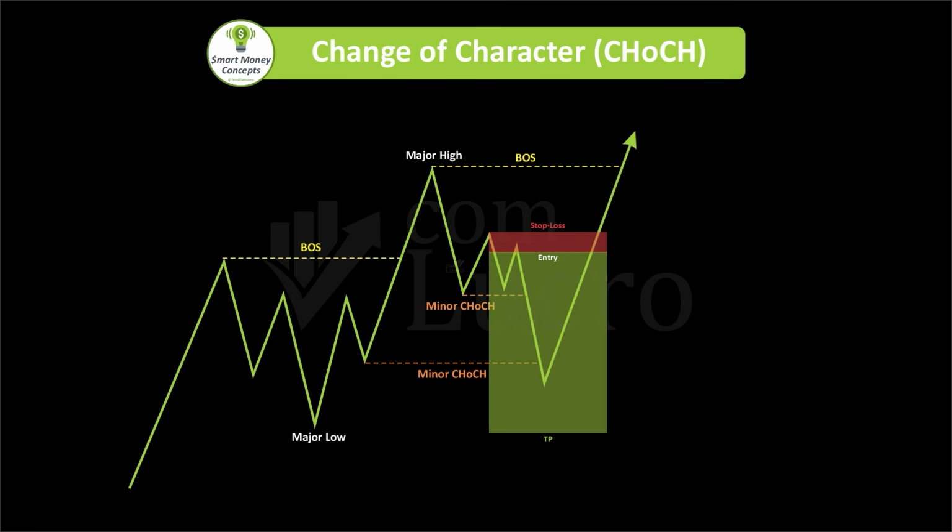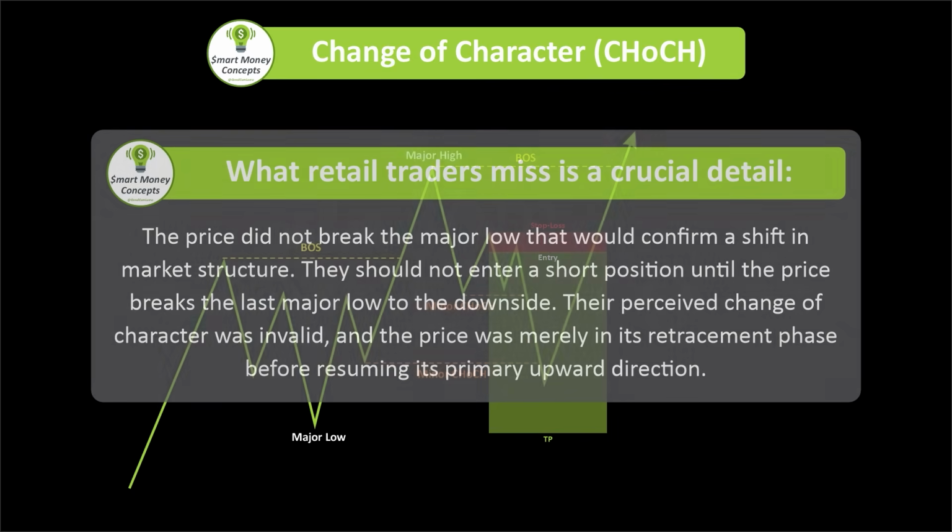Typically, they place their stop loss just above the internal high. However, contrary to their expectations, after a brief retracement, the price climbs again and continues its upward trajectory. This often results in hitting the stop loss of traders who took short positions. They frequently fail to understand why their stop loss was triggered by the price and tend to repeat this mistake. What they miss is a crucial detail. The price did not break the major low that would confirm a shift in market structure. They should not enter a short position until the price breaks the last major low to the downside.